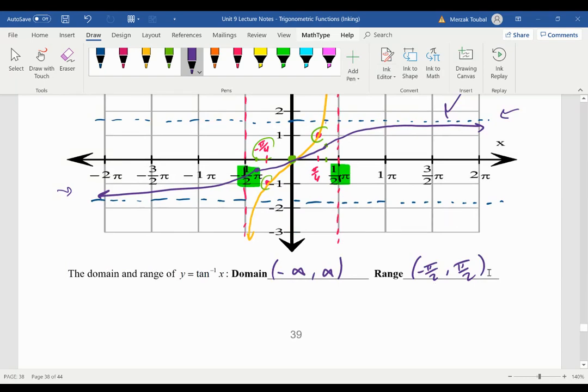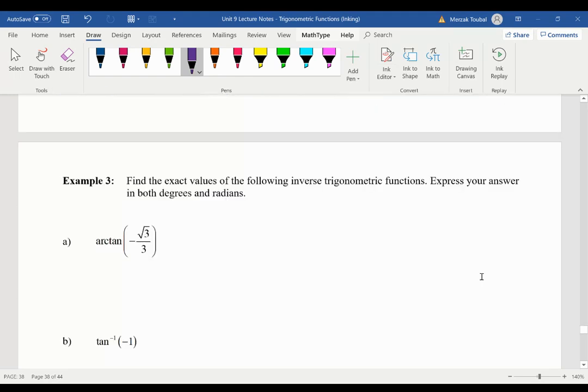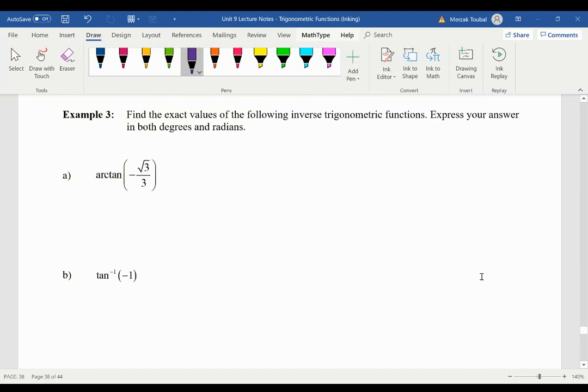So that's why the range excludes negative pi over 2 and pi over 2. Okay, we're going to work on this exercise. Same question. Find the exact values of tangent inverse.